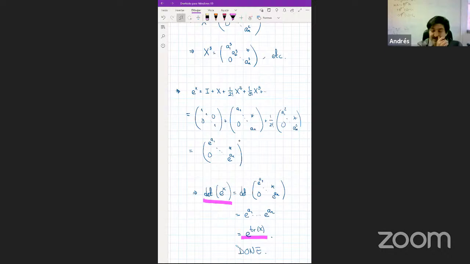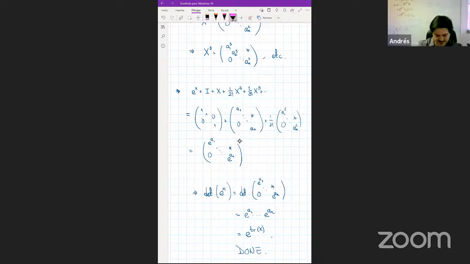So we are done with the proof of the theorem for a very particular type of matrix. So far, so good? Okay. Now, let's prove this in general for any x. And we will use what we have just proved, the result for upper triangular matrices.